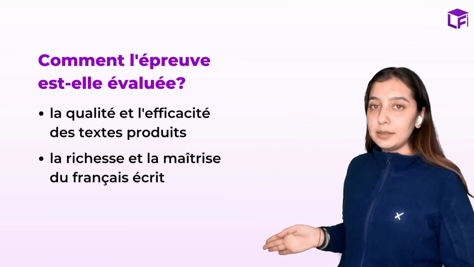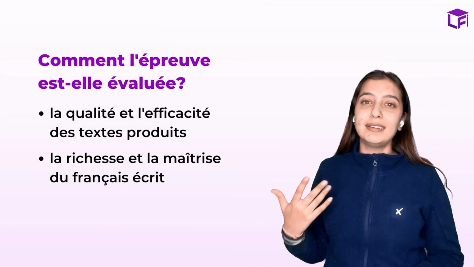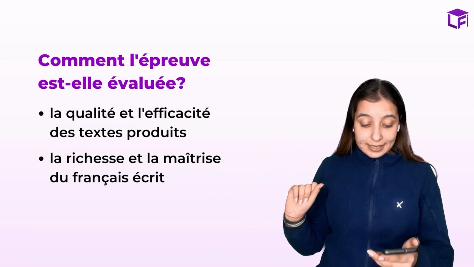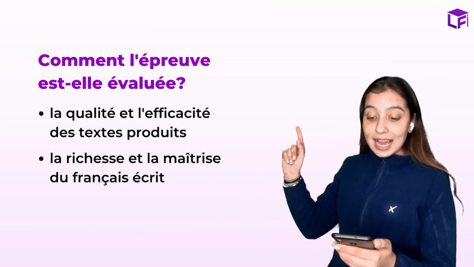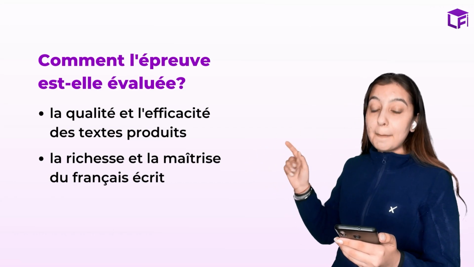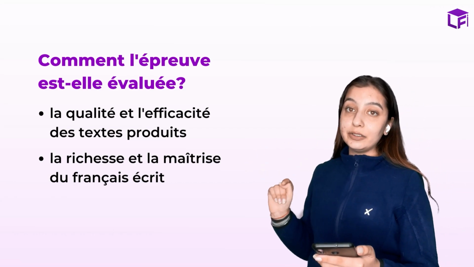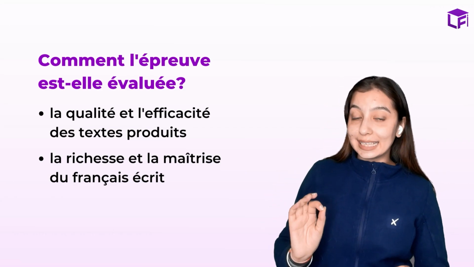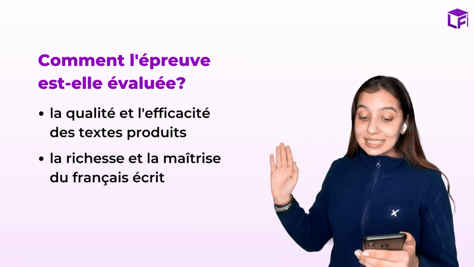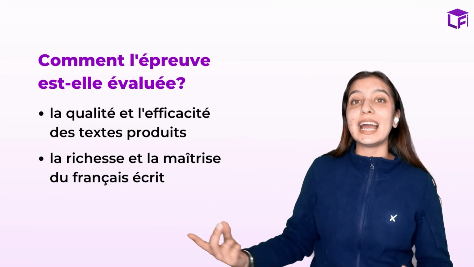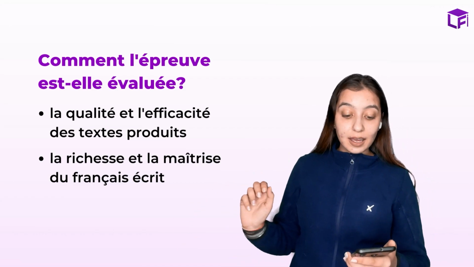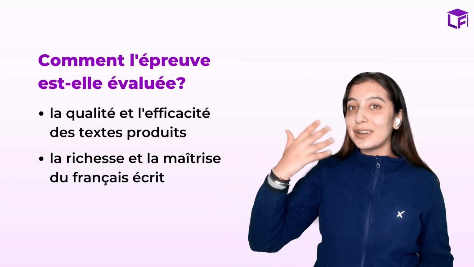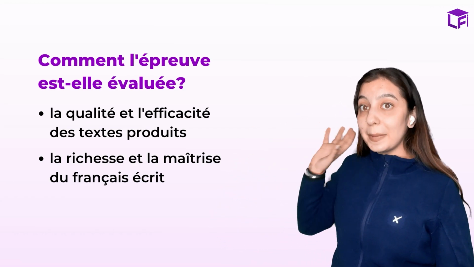Now, this chart that you might be seeing on the screen might seem a little scary at first, but once I explain it, you're going to love it. It has la qualité et l'efficacité du texte produit, and la maîtrise de la langue écrite. These are the 2 points that you need to consider while doing your writing exam. What is the quality and efficiency of the text that you're writing? And what is the level of the language that you're actually writing? Let's see them in detail.